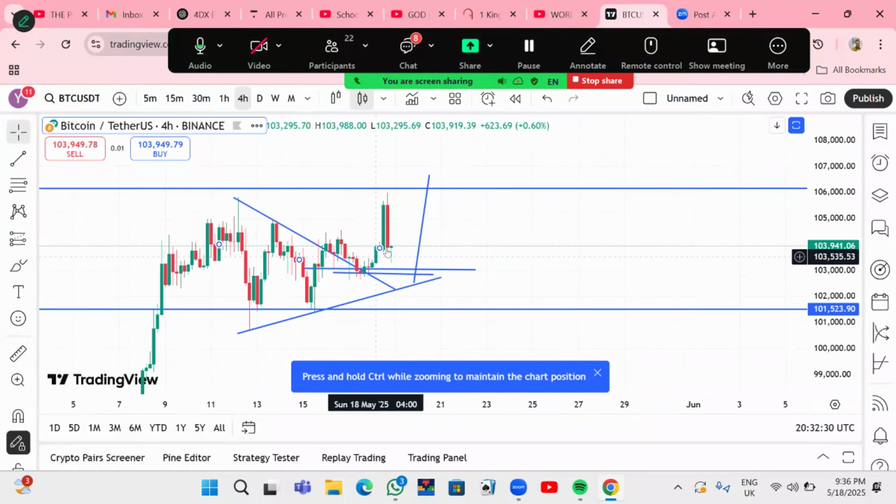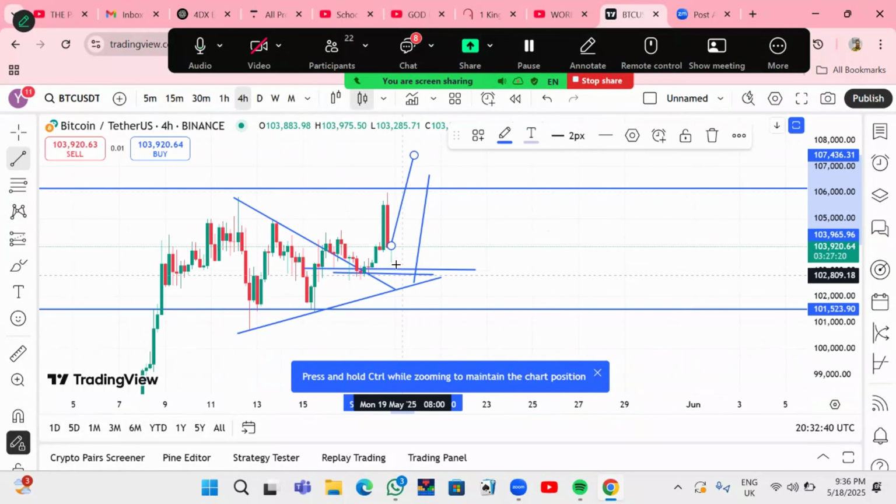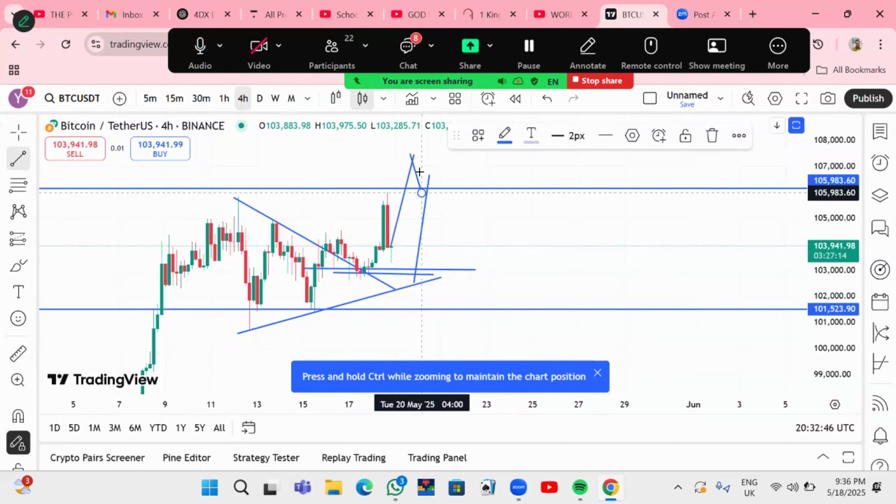If it keeps going up, let's assume price, after putting my stop loss here, keeps going up and gets to this point. What I'll do is wait for price to retrace. If it retraces this way and starts going up again, I told you that it will aim for the previous high.